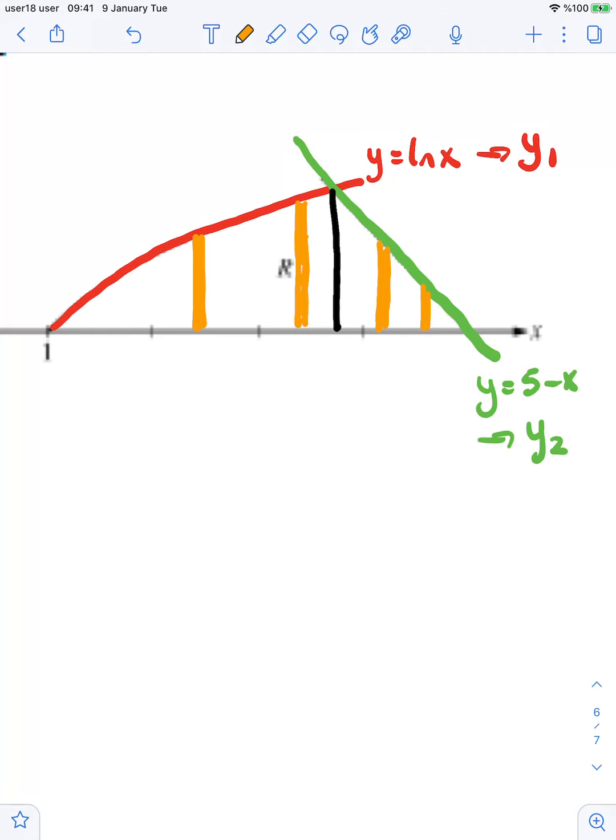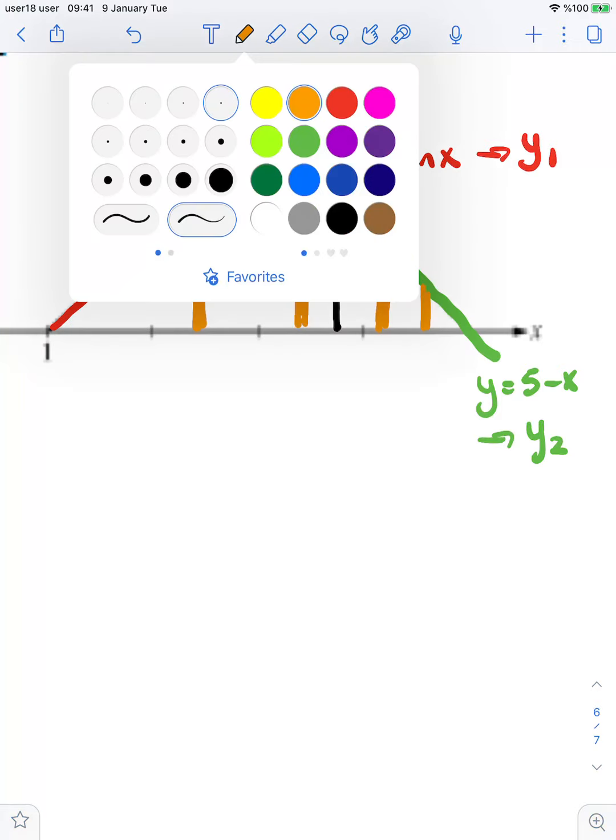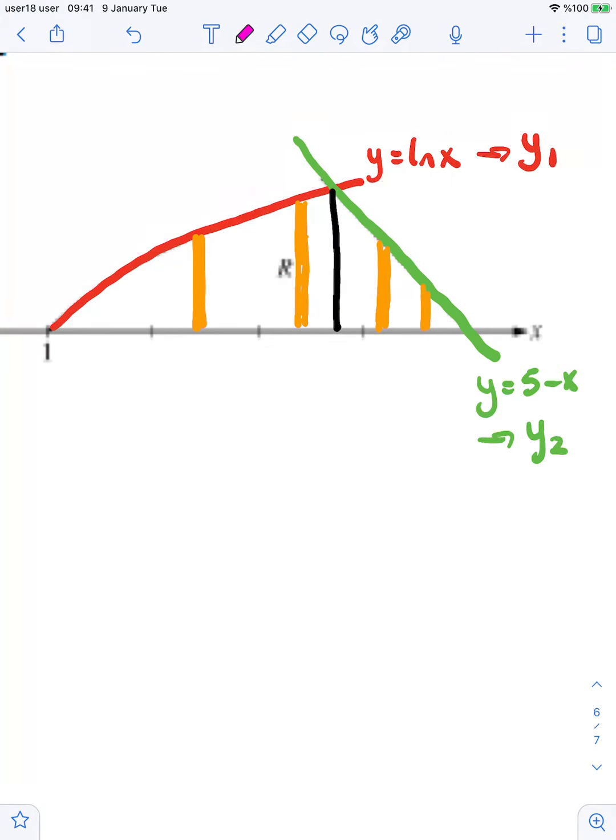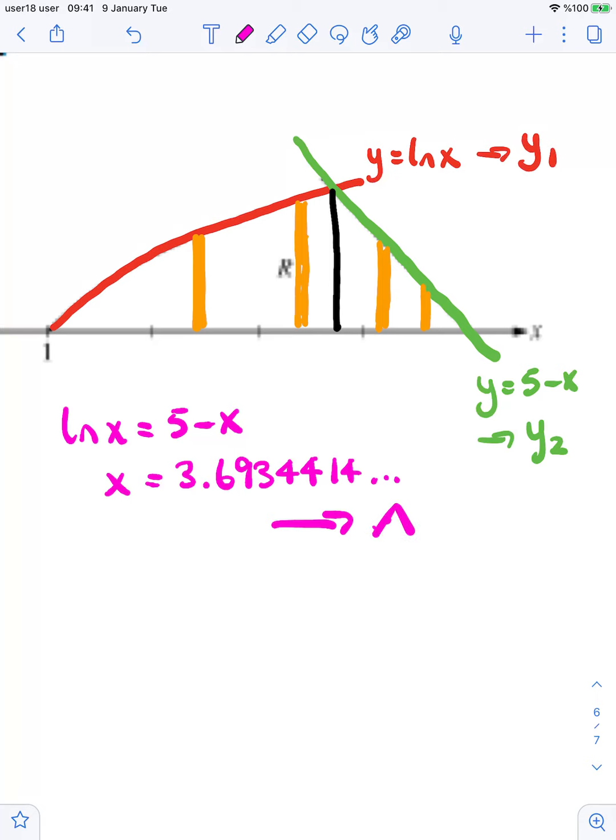So the first thing we have to do is to use our calculators to find where these two functions meet each other. So we have to find the intersection of where log x is equal to 5 minus x. Use your calculators and you get the answer 3.6934414 something, and either write that number down in full or store it as A.